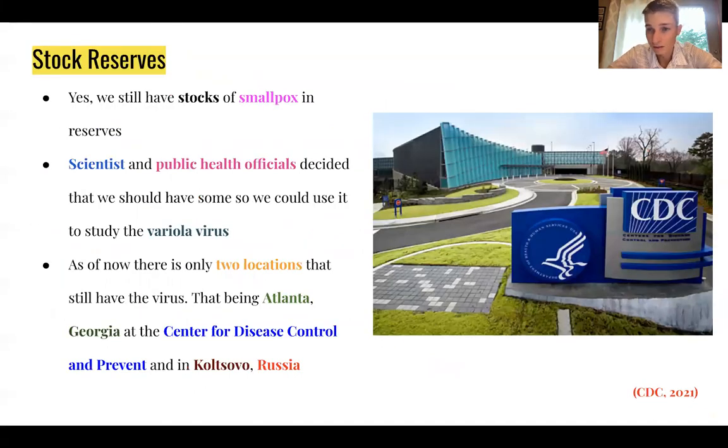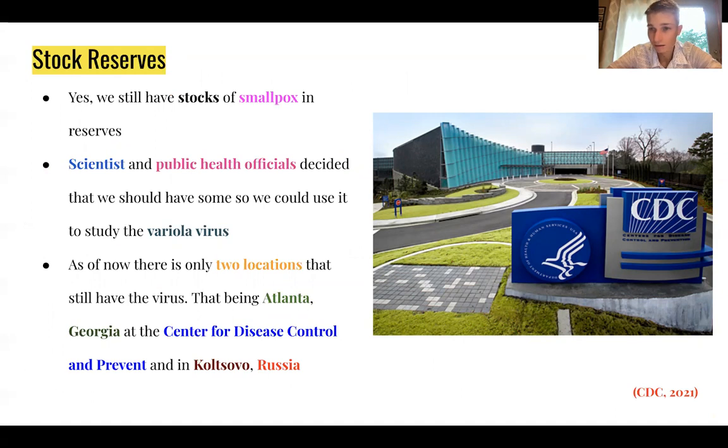Yes, we still do have some smallpox in reserves. Right now, there are currently 2 locations that are publicly known, and that is in Atlanta, Georgia, at the Center for Disease Control and Prevention, and in Russia.